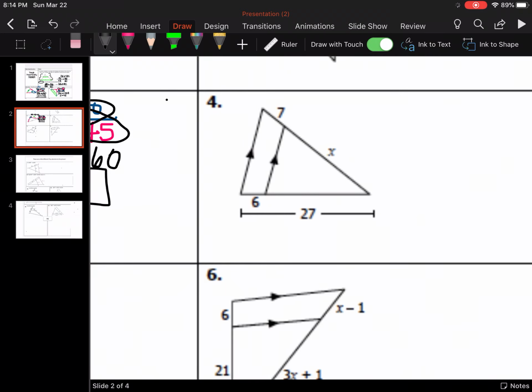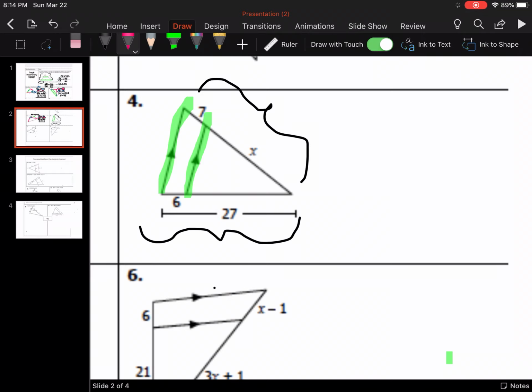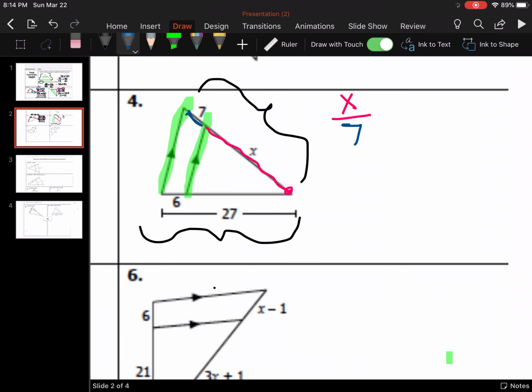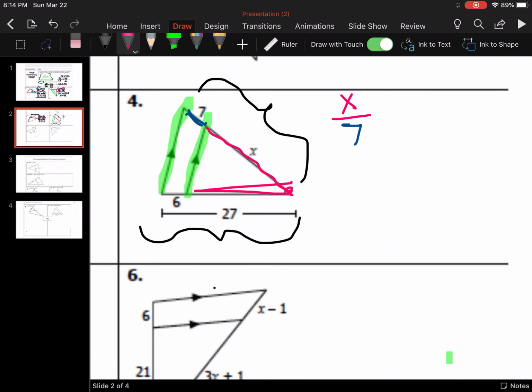Number 4. So again, it's important that we note, I don't think I did in the other one, that these lines are parallel. If they are parallel, they split the original sides in proportion. Start at the tip. Here, top piece is x, bottom piece is 7. Back to the tip so we're consistent. Top piece is, it's not there, but 27 minus 6 is 21.